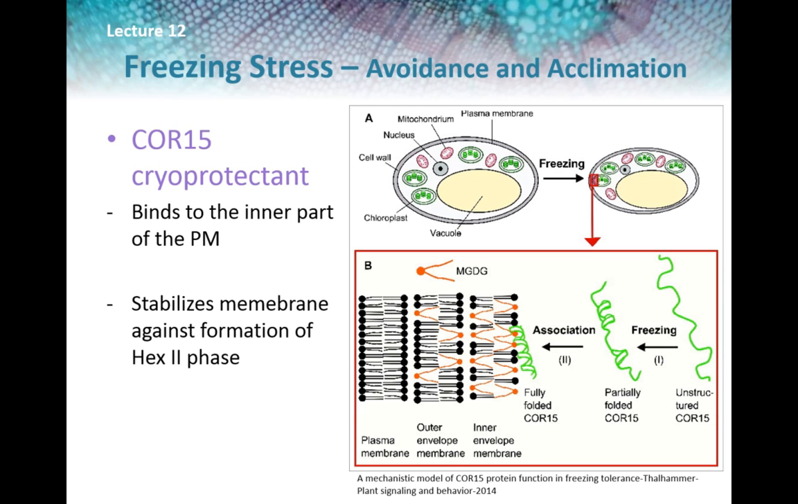The cellular dehydration induced by freezing results in crowding effects, triggering partial folding and association of Cor15 proteins with the chloroplast's inner envelope membrane. This association in turn enhances the helical conformation of the Cor15 proteins. Protein binding stabilizes the inner envelope membrane against the formation of hexagonal two-phase lipid domains involving adjacent membranes such as the chloroplast outer envelope and the plasma membrane. This finally results in maintenance of plasma membrane integrity during freezing, which can be proved by the reduced electrolyte leakage.